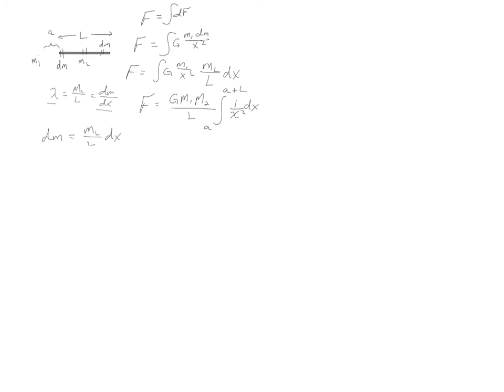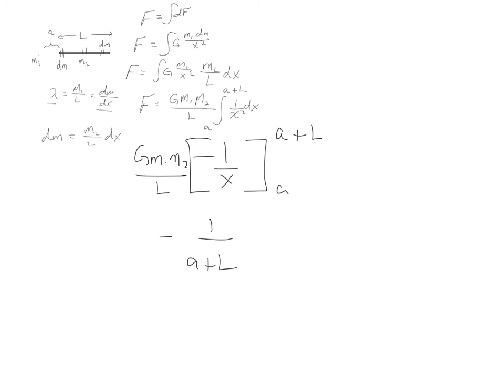The integral of 1 over x squared is negative 1 over x. And we still have our constants. And we are evaluating this between a and a plus L. So what we do is we just plug those values in, subtract them. So we have 1 over a plus L, and that's negative, and then minus the beginning parameter. So minus a negative is a plus, and it's 1 over a. Still all multiplied by our constants.